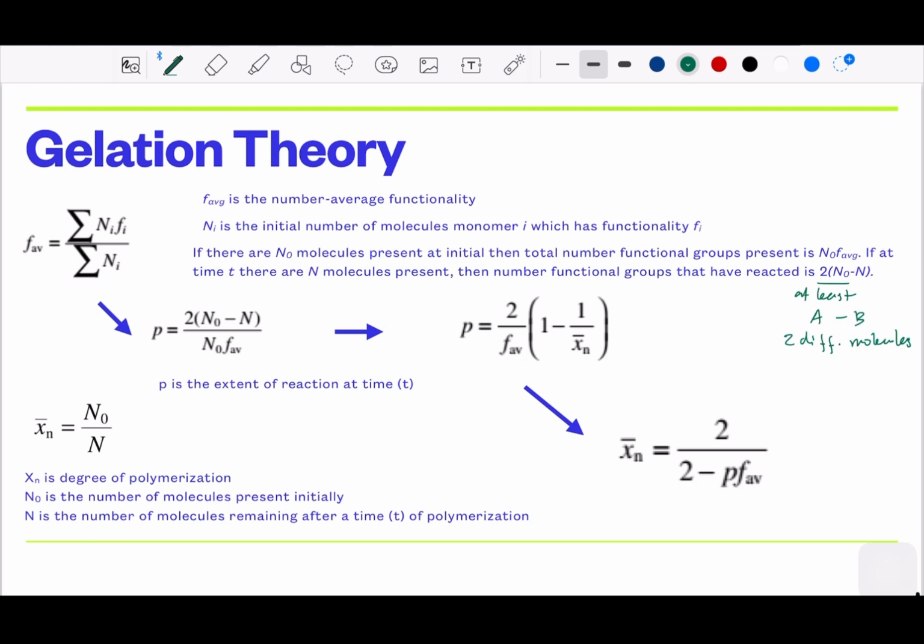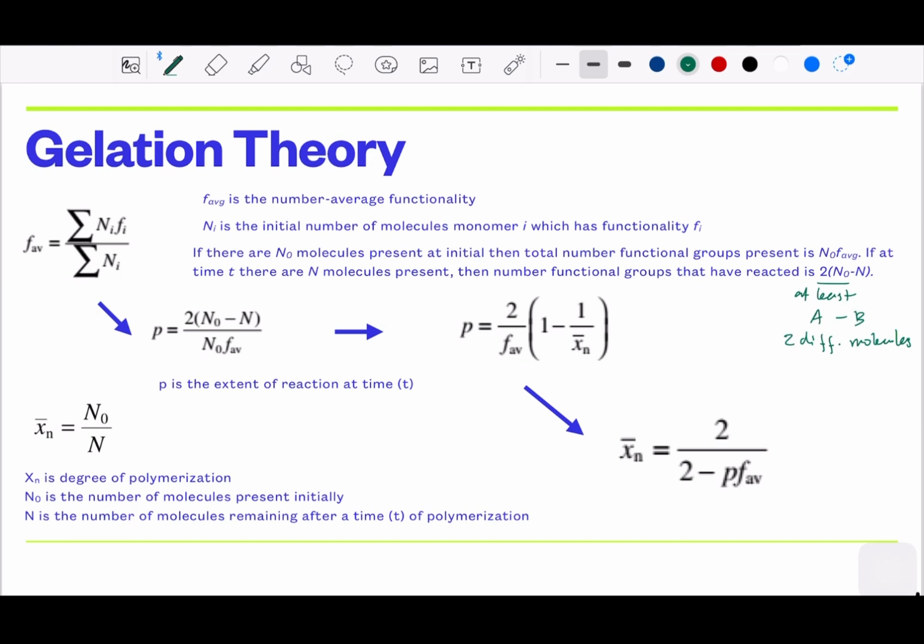If you remember, the degree of polymerization is the initial molecules and the molecules that are left after polymerization, and you need to know the ratio between the two of them. That is the degree of polymerization. So the initial molecules, and then the molecules remaining. So where are the other molecules? They are polymerized. That's why it's called the degree of polymerization.